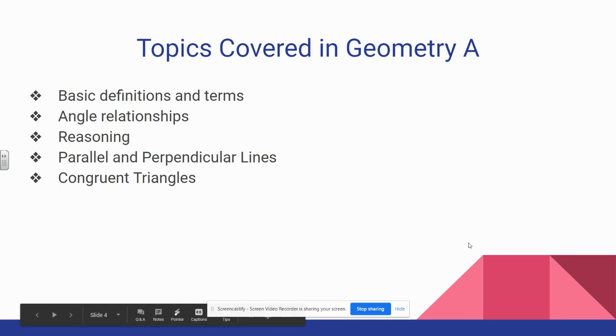In geometry, these are a few of the topics we'll be covering. It's pretty much the first 5 chapters in our geometry book. Basic definitions and terms, that's what we're currently doing right now. Angle relationships, which we're going to be starting later this week. Reasoning, parallel and perpendicular lines and all the relationships that happen with those, and then congruent triangles. That will pretty much take us through January at the semester break, and then we'll continue with the other material when we get into second semester.